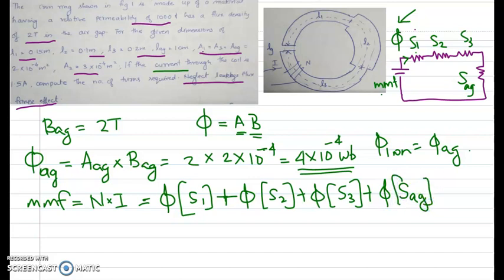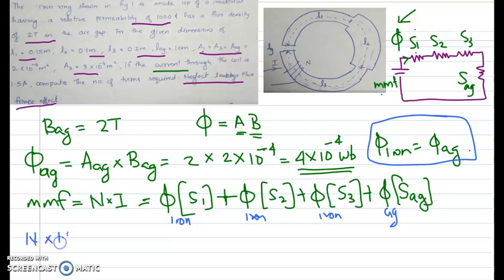Here I can also write that these fluxes are the same, or else I can represent it for understanding purposes. This is the iron path with the flux in the iron path, this is again the flux in the iron path, and this is the flux in the air gap. Those values are the same. So effectively I can write N into 1.5 ampere, which is already given, equal to the flux, 4 into 10 to the power of minus 4.